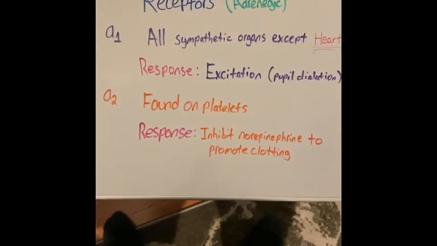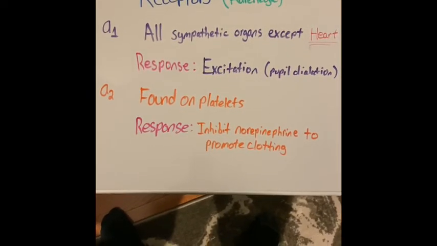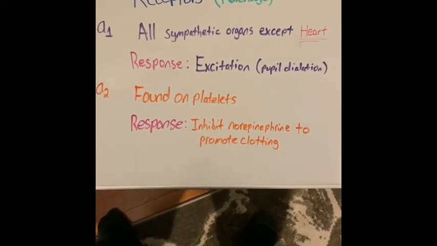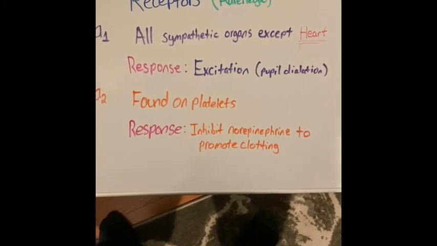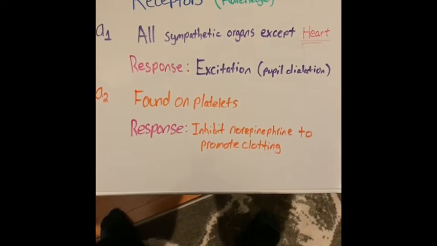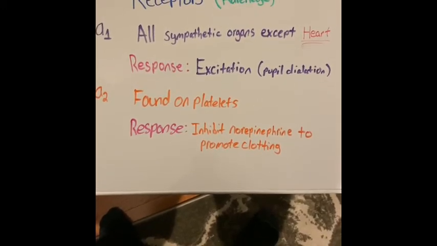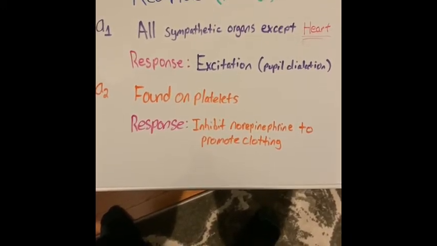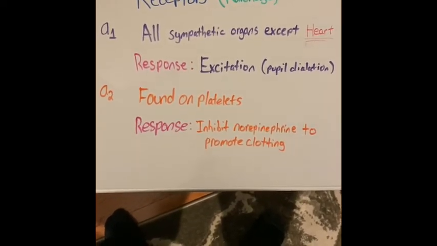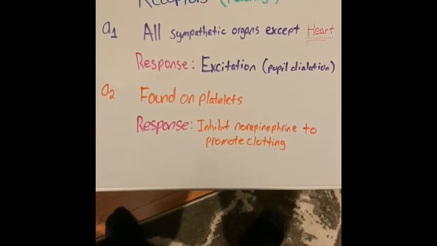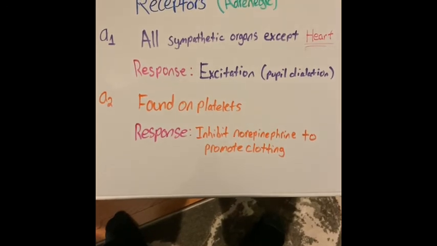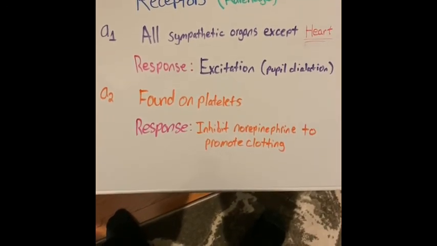Now we have the receptors. There's 5 adrenergic receptors, starting with A1, also called alpha 1. The location of those is all the sympathetic organs except the heart. So the kidneys, anything except the heart, pretty much, that's a sympathetic organ. The response is excitation, so pupil dilation, that's an example. Vasoconstriction, another example. Alpha 2, also known as A2, that's found on platelets, and its response really is just to inhibit norepinephrine and to promote blood clotting.